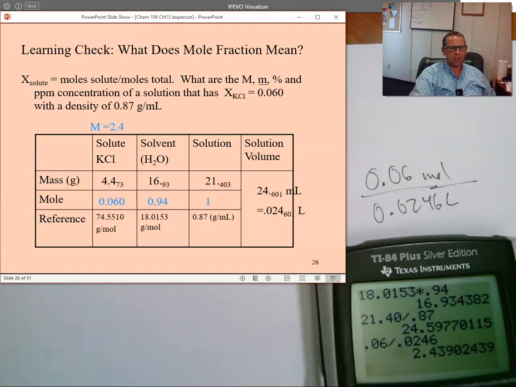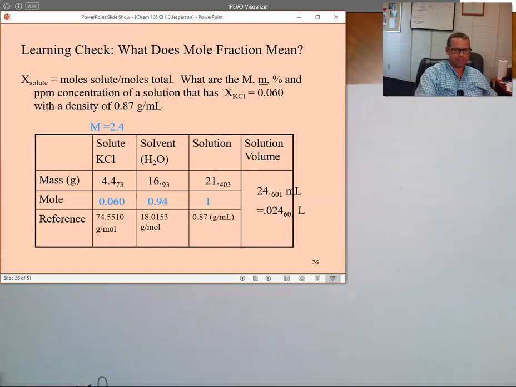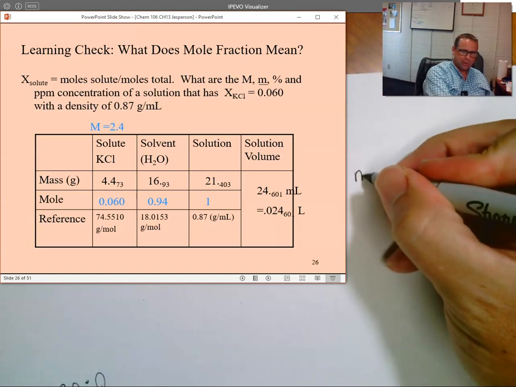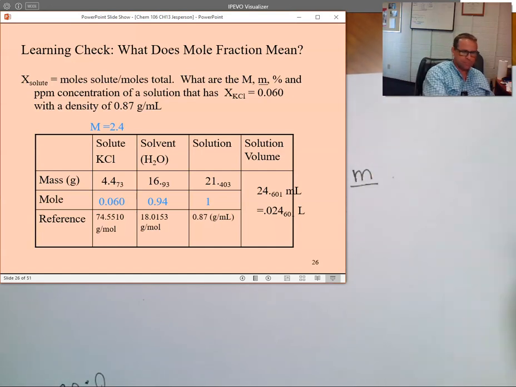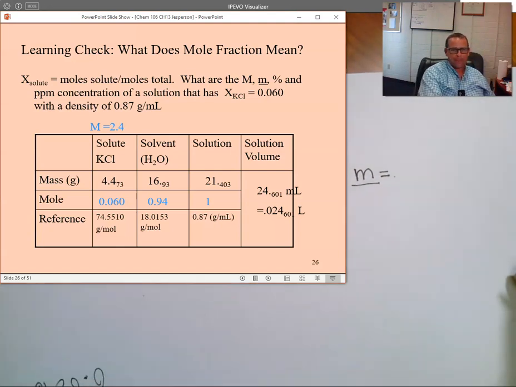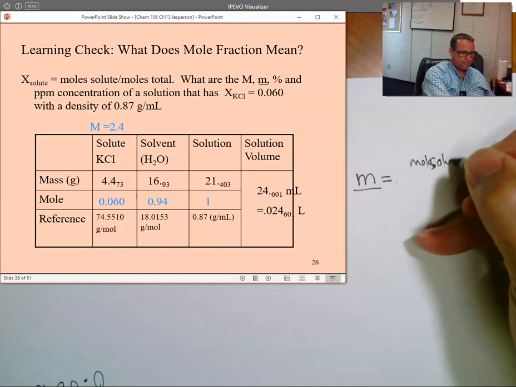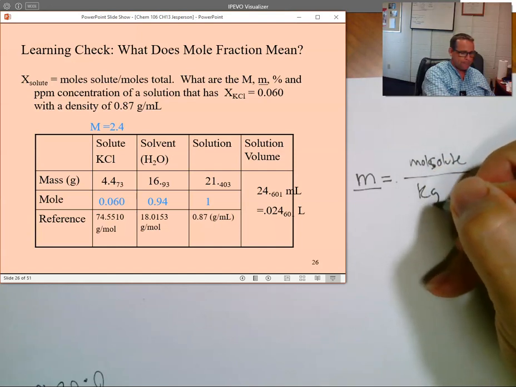Taiwan, what do I got to do to get molality? What do I got to do to get molality, Taiwan? Molality. Little m. Moles of solute over kilograms of solvent. Very good.